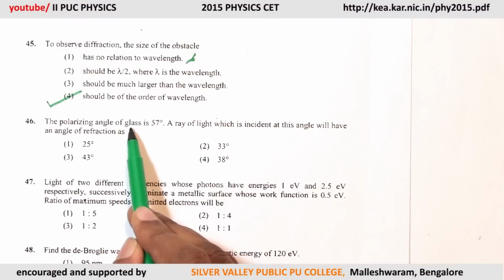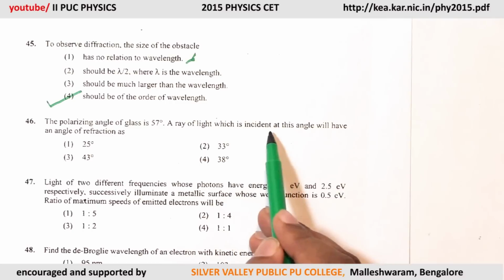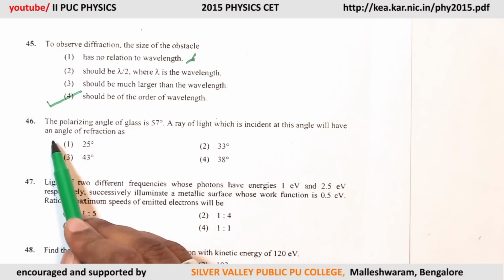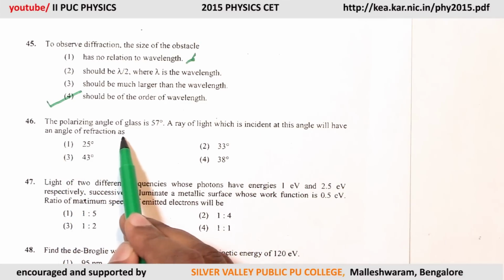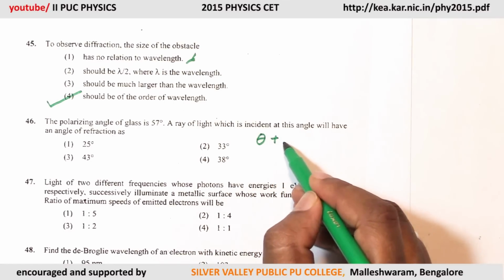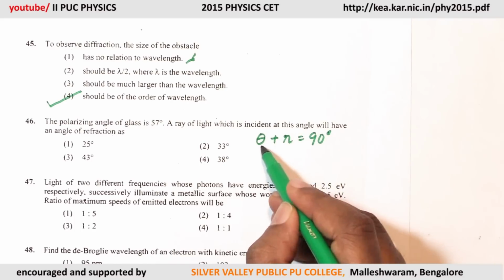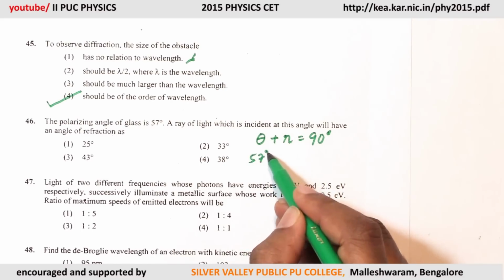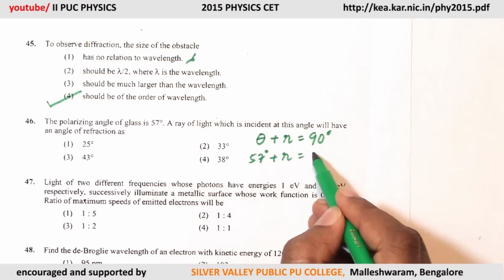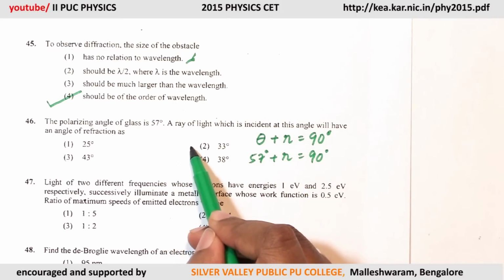The polarizing angle of glass is 57 degree. A ray of light which is incident at this angle will have an angle of refraction such that polarizing angle plus angle of refraction equals 90 degree. This is 57 degree plus angle of refraction equals 90 degree. Therefore, r should be equal to 33.